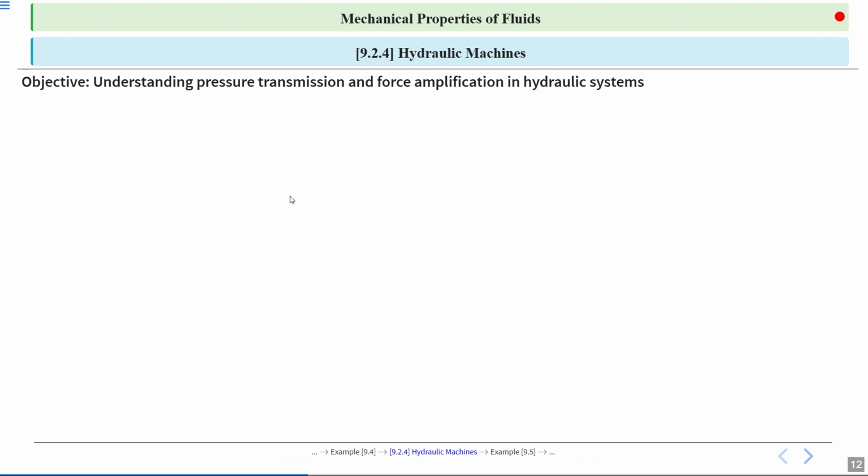Now, let's start with the fundamental principle of pressure transmission in fluids. So, whenever we apply external pressure to any part of a fluid contained in a vessel, this pressure is transmitted undiminished and equally in all directions. This is a crucial concept because it explains how hydraulic systems can efficiently transfer force from one point to another.